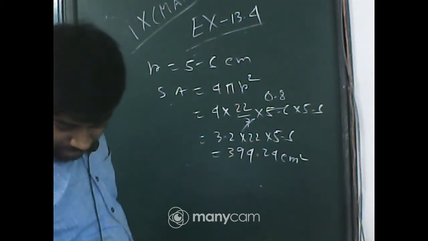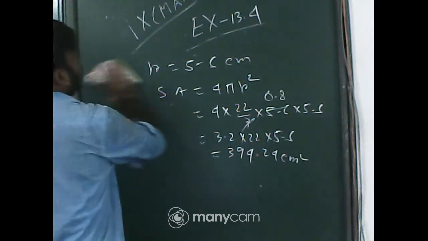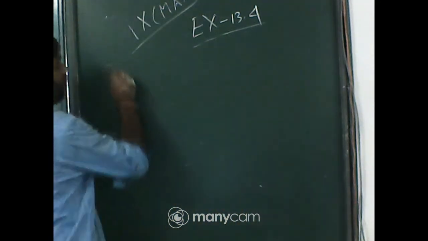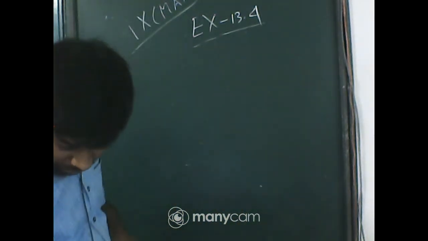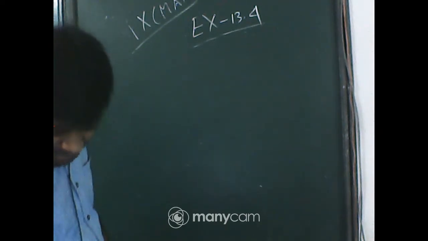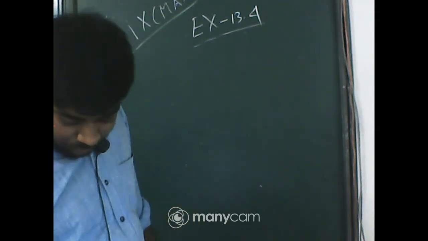Now that one part is left, solve it at home. Question number 2. Same question, students. The diameter is given. You have to find the surface area. It is very easy. Moving on, question number 3.